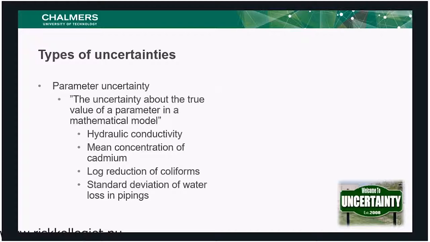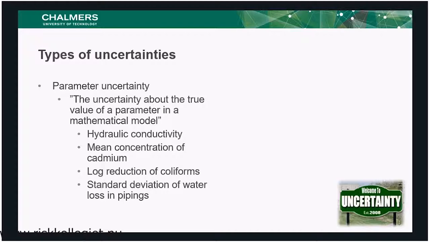The uncertainty about the true value of a parameter in a mathematical model, like hydraulic conductivity, that's the permeability of the ground, essentially, or the mean concentration of things that might be threatening the water system, or how efficient our cleaning system, treatment system is, or statistical parameters, standard deviation of water loss in pipings, for example. These are parameters that we want to know in order to do our risk assessment, but we may be uncertain about those parameters. And I would say that that type of uncertainty is very much focused on in our research and in many others' research, parameter uncertainty.